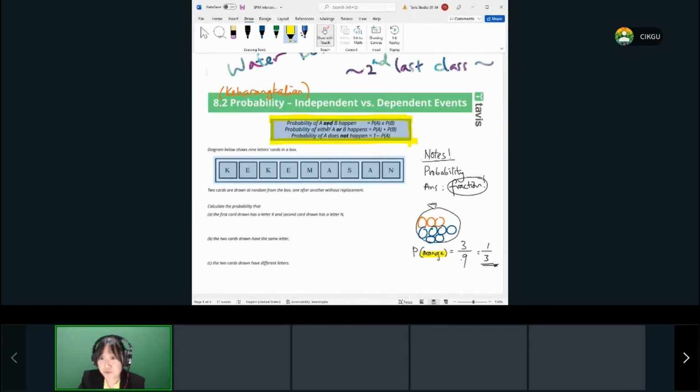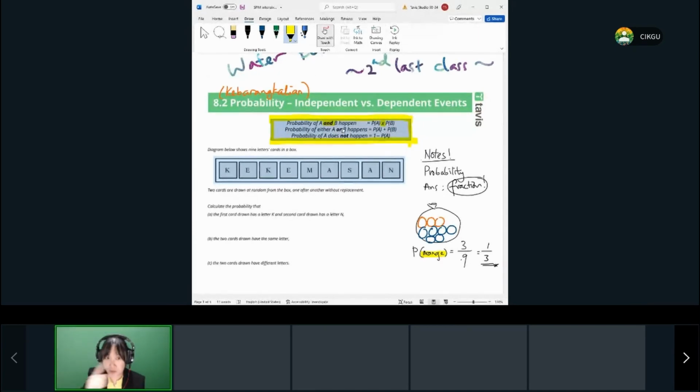If instead of wanting both to happen, I only want either one to happen, this is another possibility. Either A happens or B happens. I don't need both to happen. If I don't need both to happen, then all you need to do is just plus. So you see this keyword here, when it's AND, multiply.